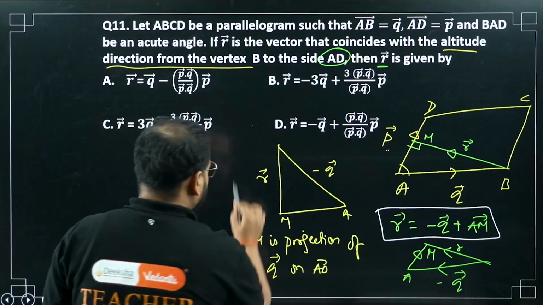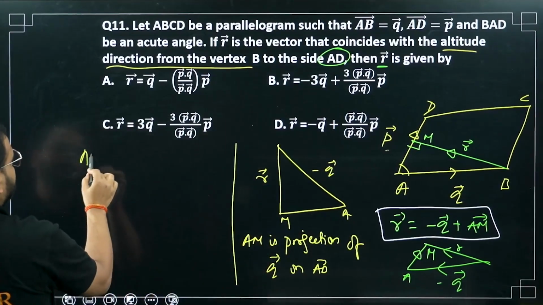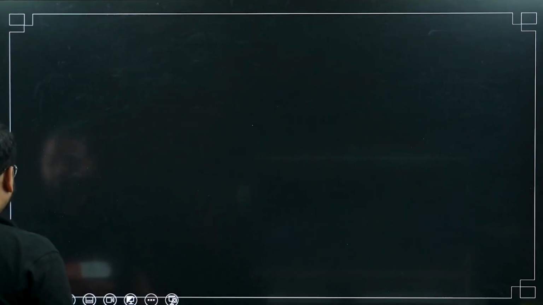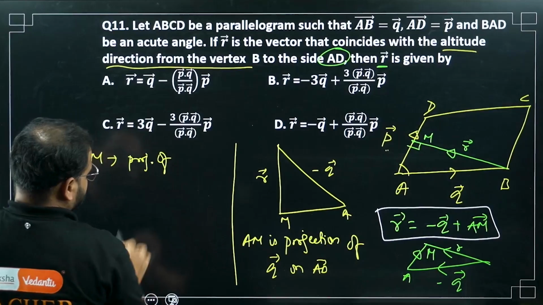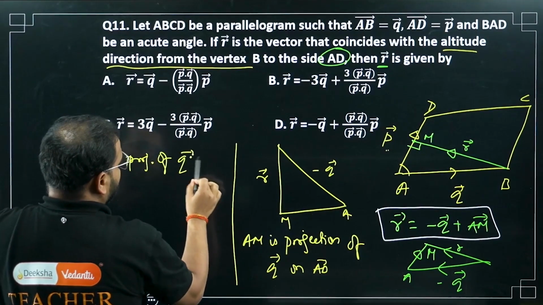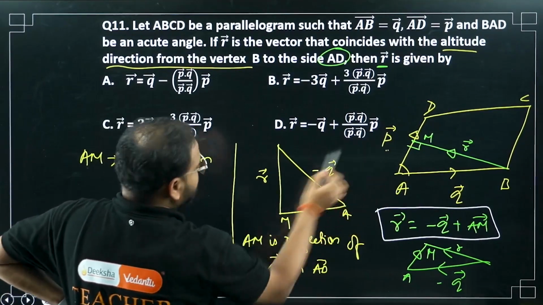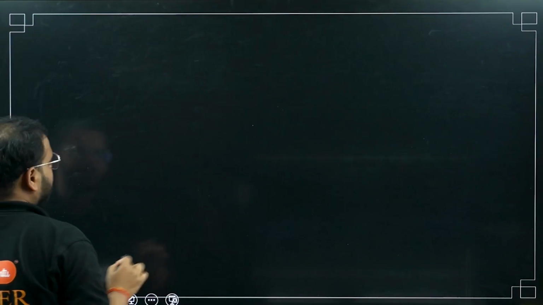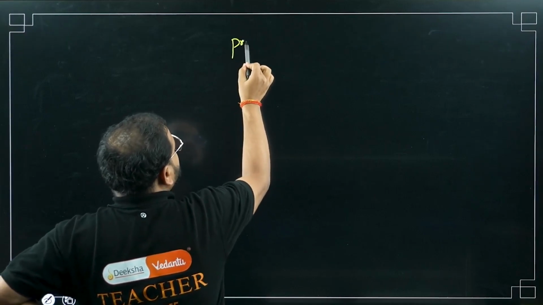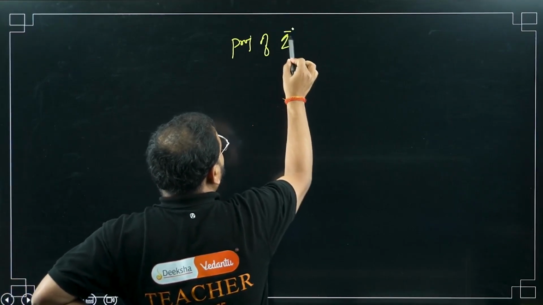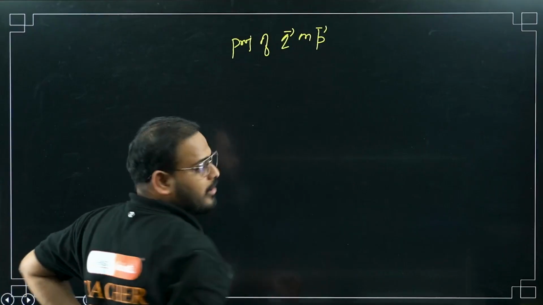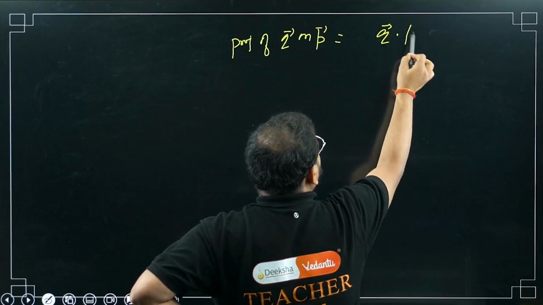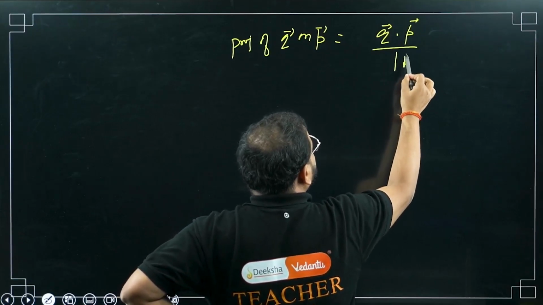What is AD going to be? I can rewrite this part. So AM is nothing but the projection of q. What is AD? AD is p. How do you write the projection of q on p? Please check. How do you write this? Like this, no? q as it is, dot with p, upon magnitude of p.